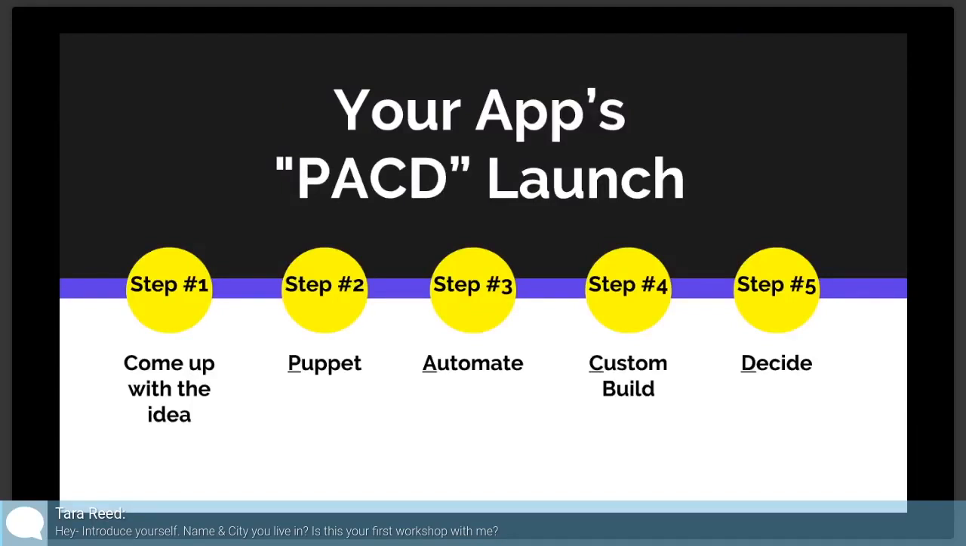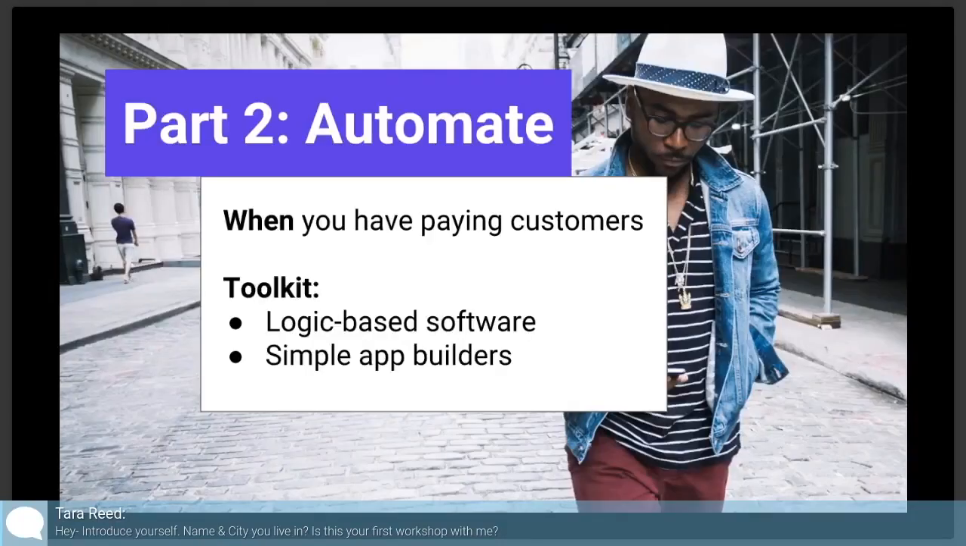And this is where, again, as you move through the PACE launch, it gets fancier and fancier until you get to a more and more developed app. So part 2 is to automate. And you know that you're ready for the automation phase when you have paying customers. You must get paying customers before you jump to this next step.